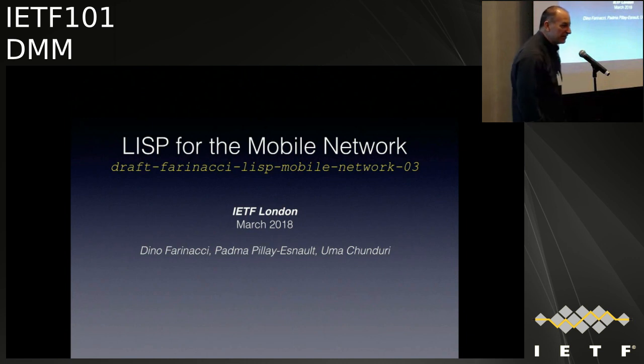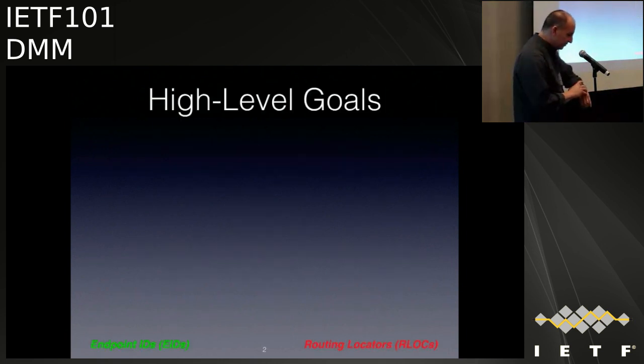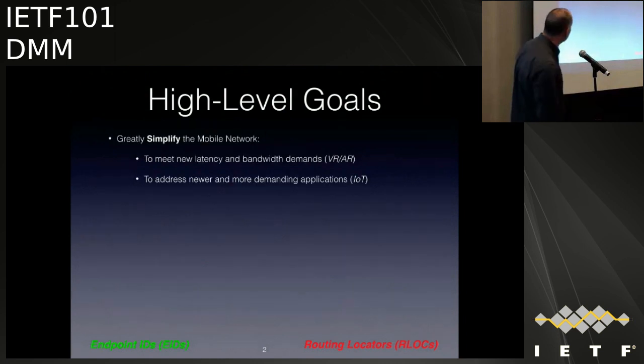So I'm going to talk about Lisp in the mobile network. We have two forms of mobility in Lisp in the handset itself, which we're not talking about here. This is purely putting Lisp in the carrier network. So just some high-level goals. We really want to simplify the mobile network. We have new latency requirements. Some people say 1 millisecond for VR, AR applications. We want to address newer and more demanding applications, like the number of things we have to keep track of in the network.